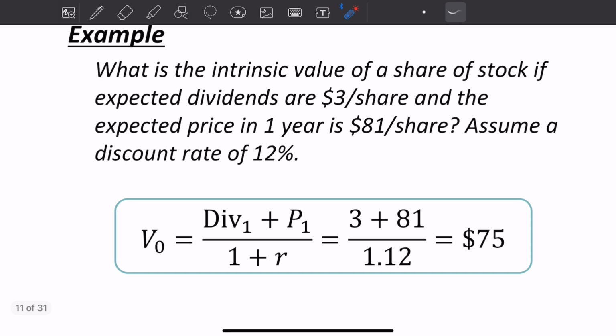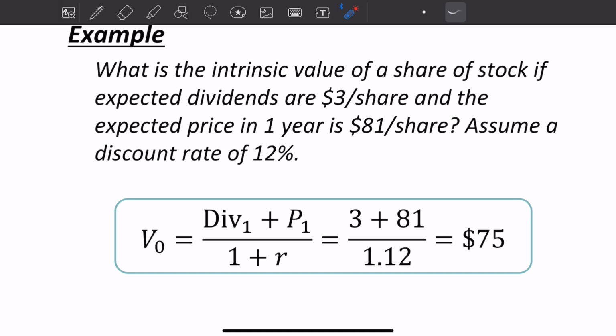The dividends are $3, plus $81. This is the expected price, and then we divide that by 1 plus 12%, and that would give us the intrinsic value for this stock to be $75. Now, what does that mean in practical terms?